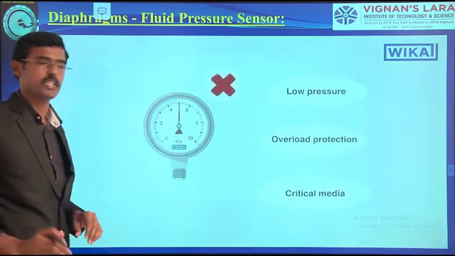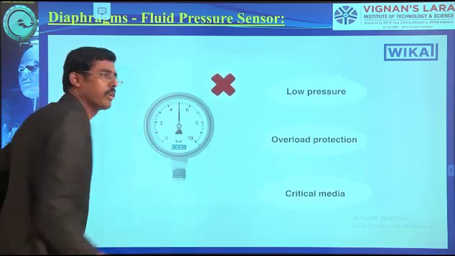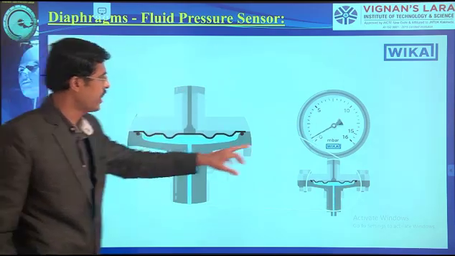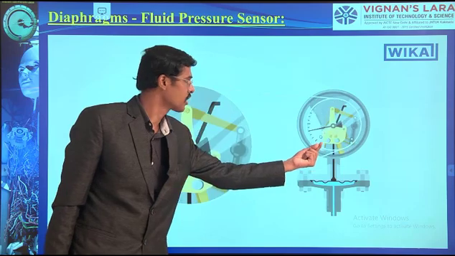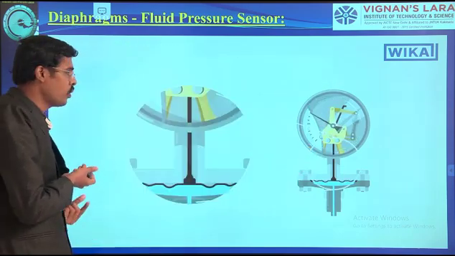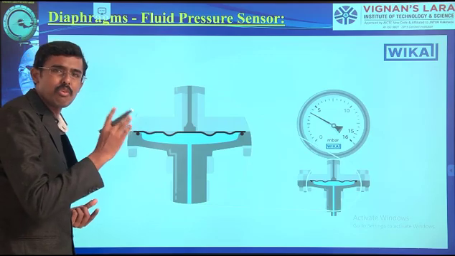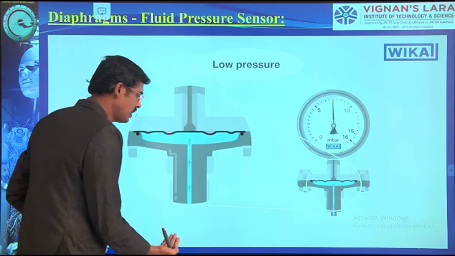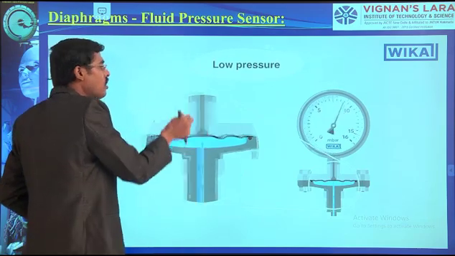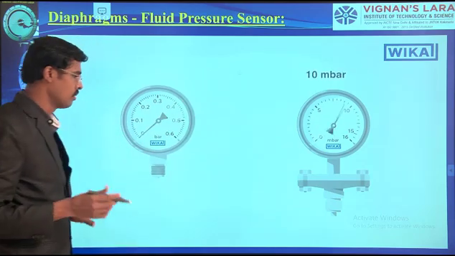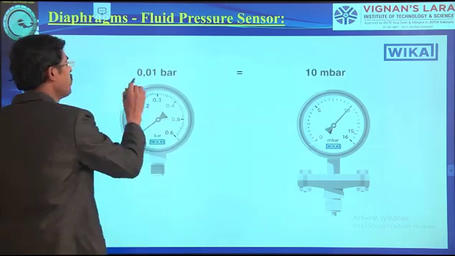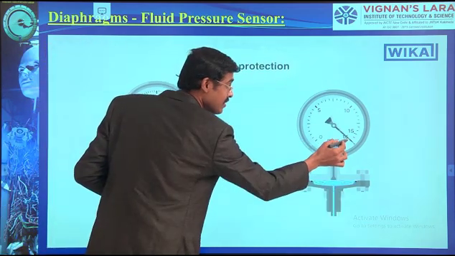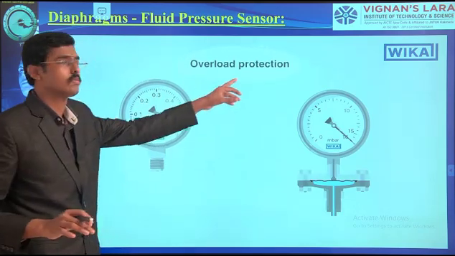High pressure cannot be measured. The low pressure, overload conditions and critical media cannot be measured. What is low pressure? Here in the diaphragm we can measure up to small millibar. There, the Bourdon tube starts at a minimum of 1 bar. Here it is minimum 16 bar we can measure. When the liquid goes inside the diaphragm, the link mechanism is also operated. But here the minimum of 0.01 bar is not possible, whereas in the diaphragm a minimum of 0 bar or less than 16 millibar is measured. That is our low pressure.